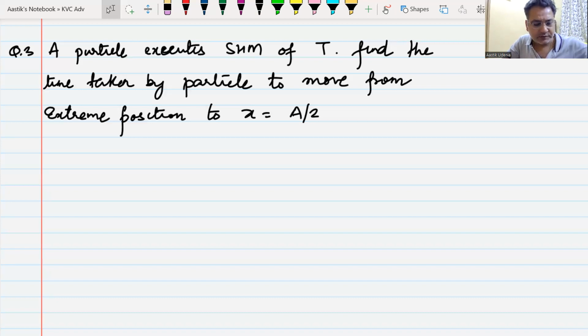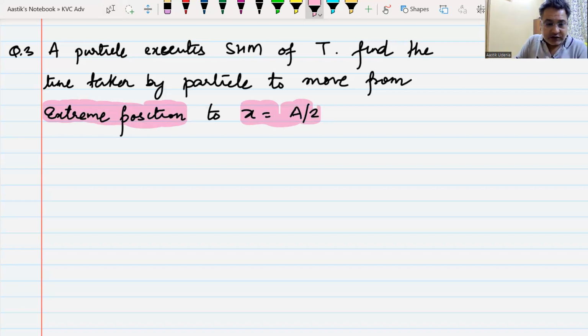Okay. I think I have understood what you are trying to say. Let me add my comments onto it. I think what you have done is correct. Now, since we have to find out the time it takes to go from the extreme position to the position where x is A by 2.